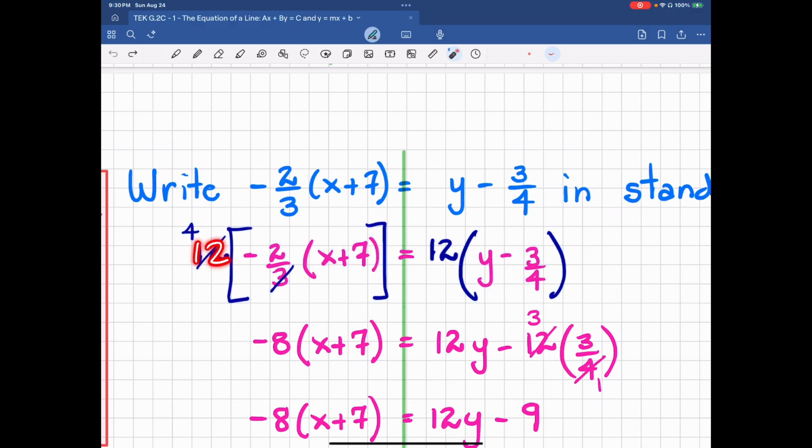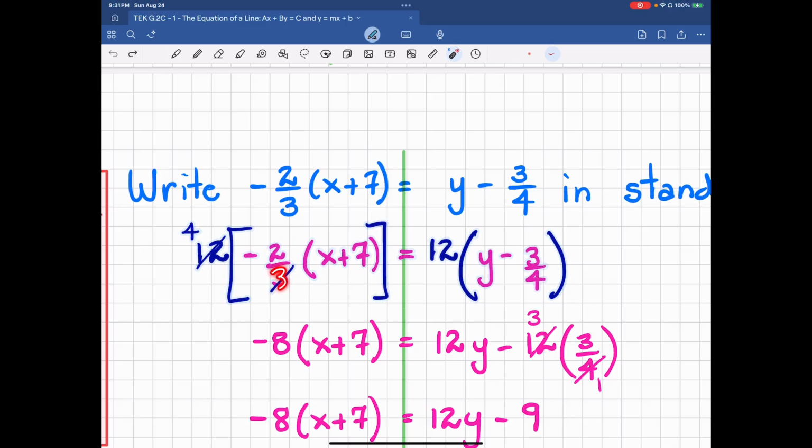So I can multiply the 12 times a negative 2/3. When you're looking at this, you're going to say, 3 can go into 3 once. So I'm going to cross out the 3 and put a 1. 3 can go into 12 4 times. I'm now going to take that 4 and multiply it by the negative 2.